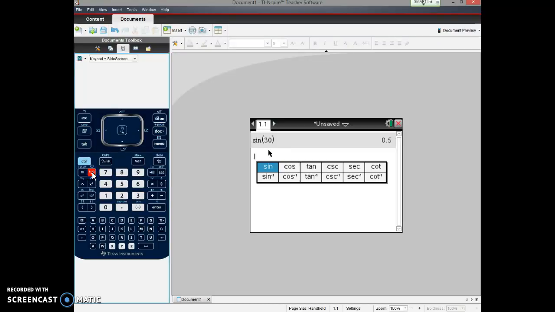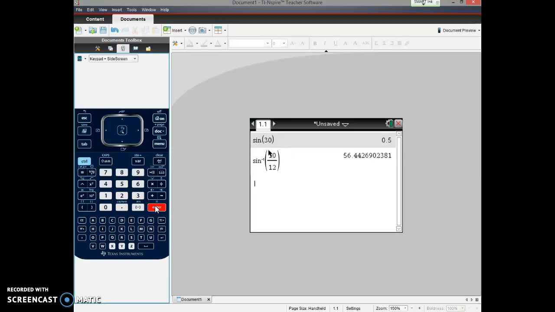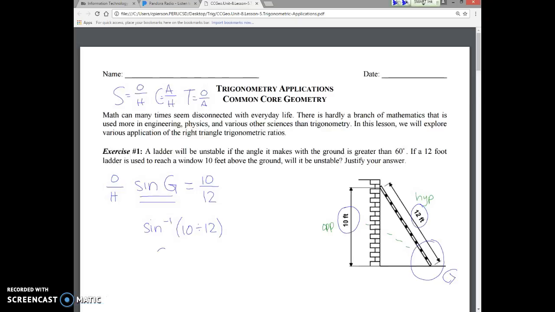So the sine of any 30-degree angle, the comparison of the opposite to the hypotenuse, is 1/2. In this case, we're looking for the angle, so we need to use the inverse. And we know that the opposite side is 10 and the hypotenuse is 12. When you divide that, you get 56.4427. So 56.4427 is that angle measure. The question says an angle greater than 60 degrees will be unstable, so this ladder is stable, since the angle is less than 60.